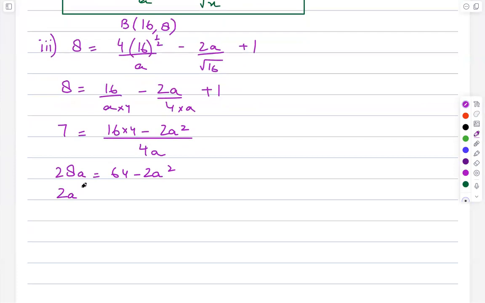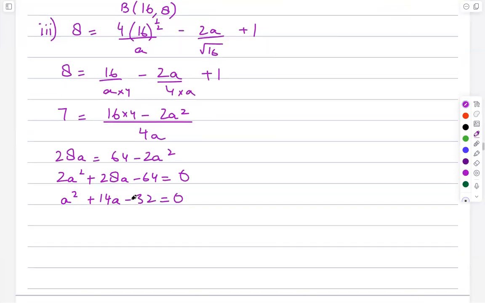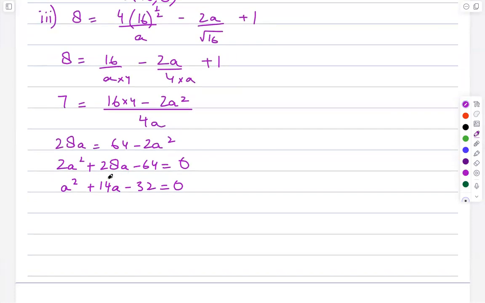Bringing the 2a squared and 64 to the right-hand side, we'll get 2a squared plus 28a minus 64 equals 0. Dividing the equation by 2, this will become a squared plus 14a minus 32 is equal to 0. So factorizing this, we have to get minus 32 when we multiply and 14 when we add. So we can get a plus 16 and a minus 2, so this will be a plus 16 and a minus 2 equals 0.